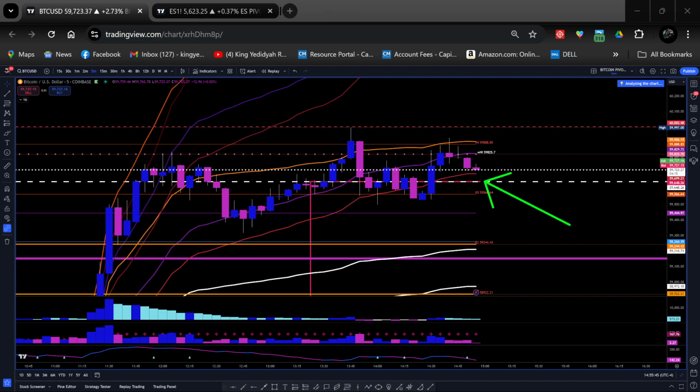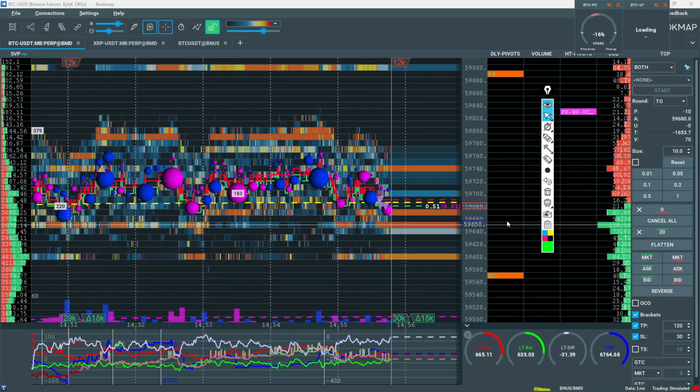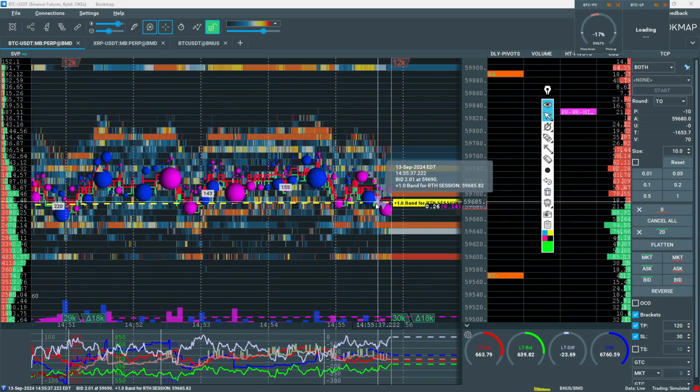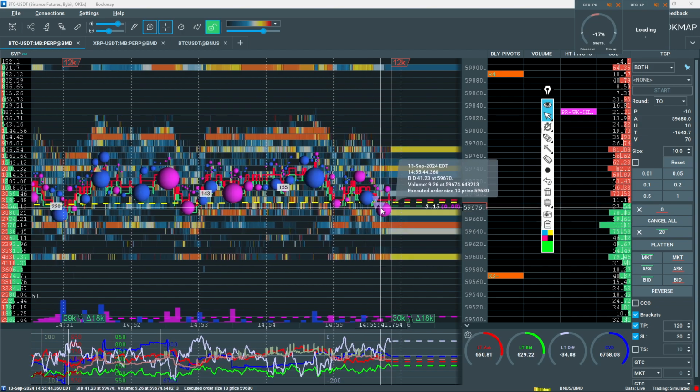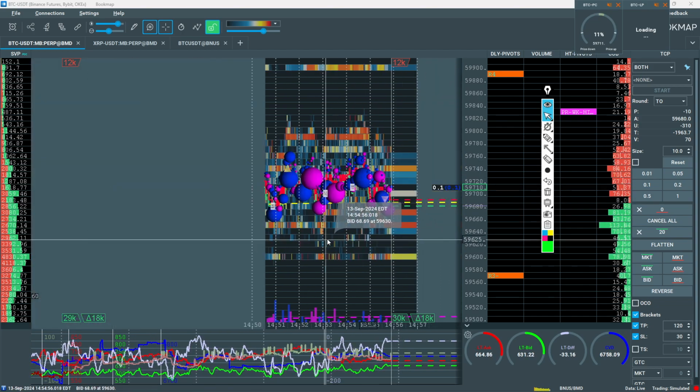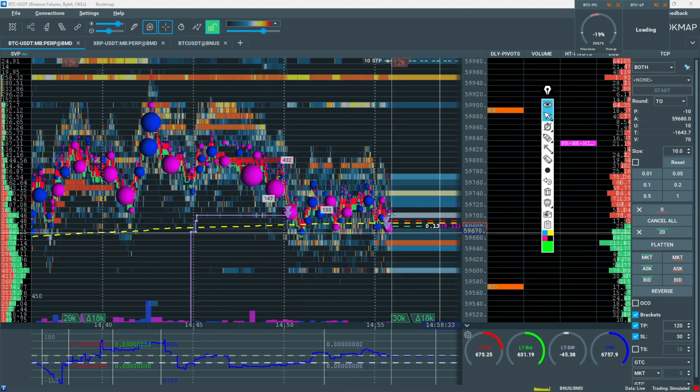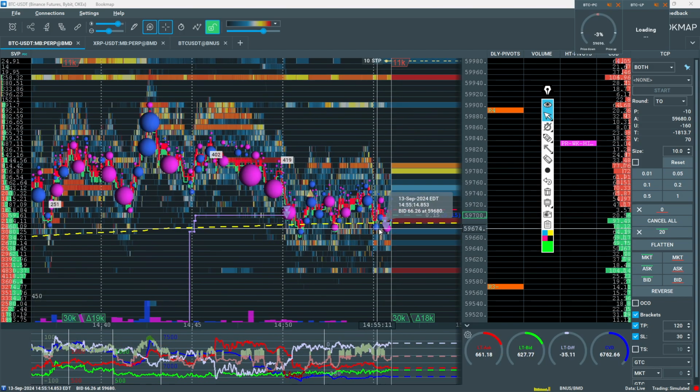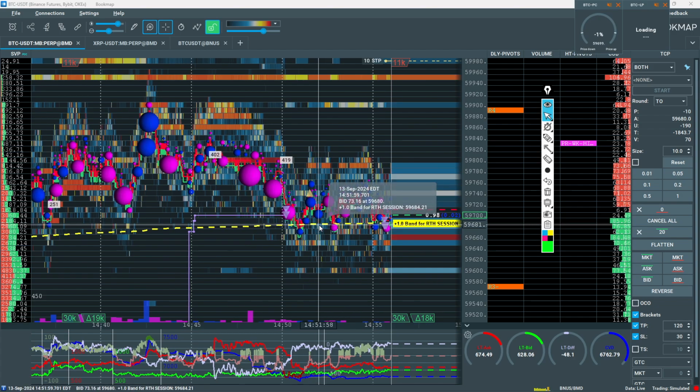Let me go back over here. So you can see that. We closed our position and we flipped to the short side. This is now a Black Sun strategy setup where we're taking the breakdown of +1 VWAP.